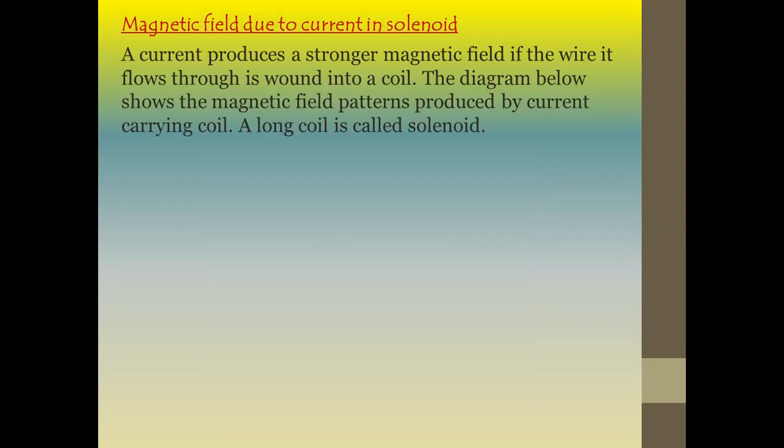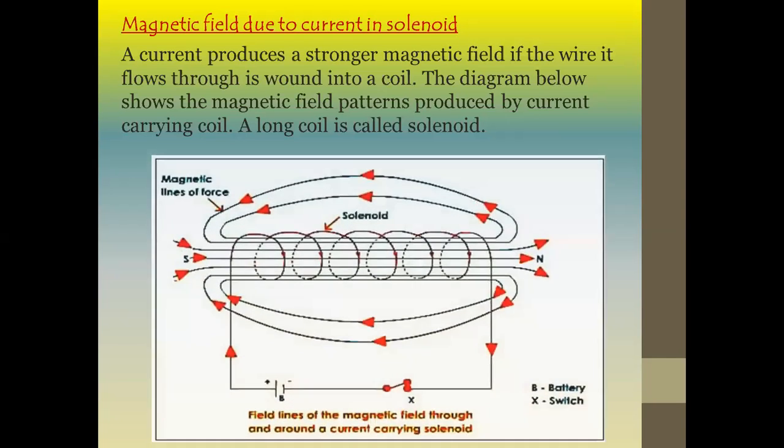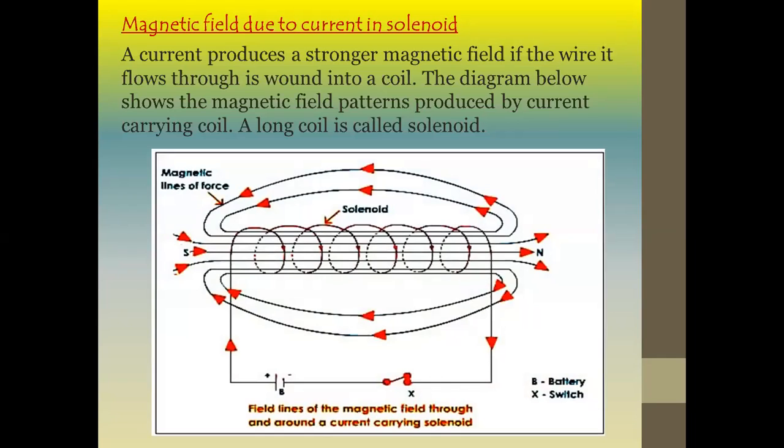Magnetic field due to the current in a solenoid. A solenoid is a spiral roll of wire. The current produces a strong magnetic field when the wire it flows through is wound into a coil. The diagram below shows the magnetic field patterns produced by a current carrying coil. A long coil is called a solenoid. This spiral roll of long coil is called a solenoid.